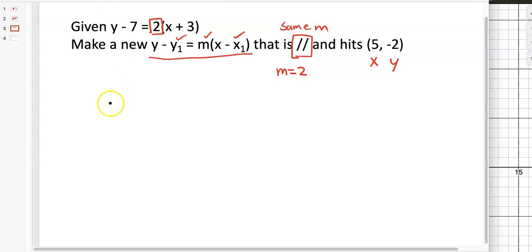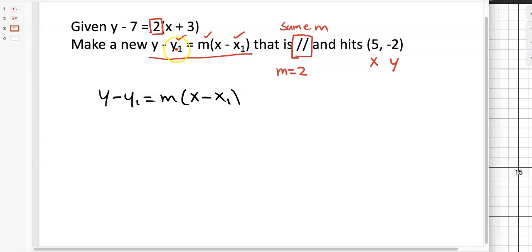I'm going to rewrite y minus y1 equals slope times x minus x1. So y1 and x1 are basically saying the coordinate points, but y and x, the regular ones, stay in the equation. So here we go. Let's start dropping in values. Now, I like to think of it as just a quick switch.